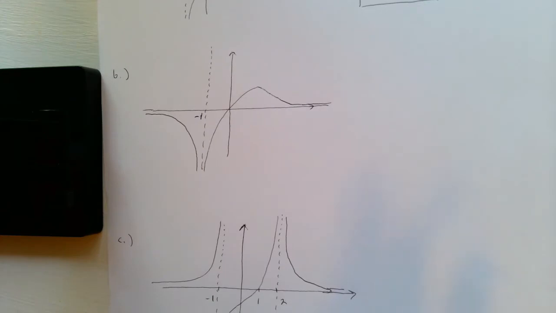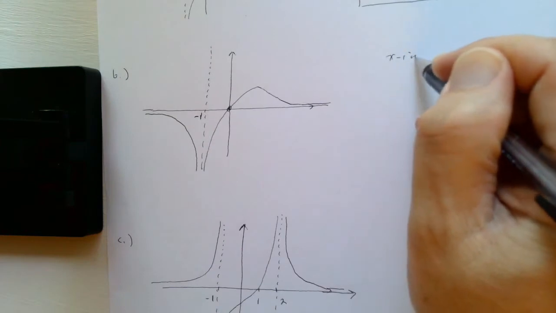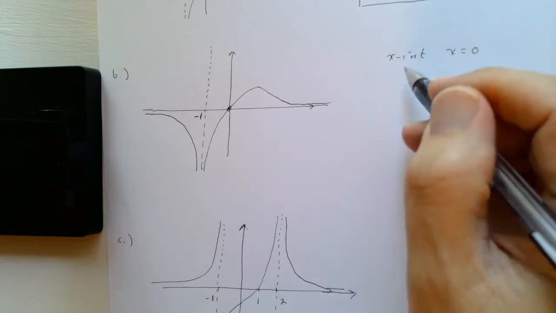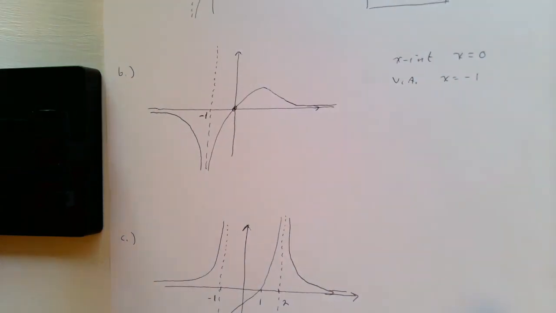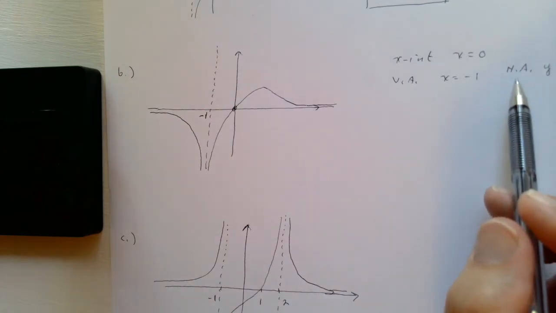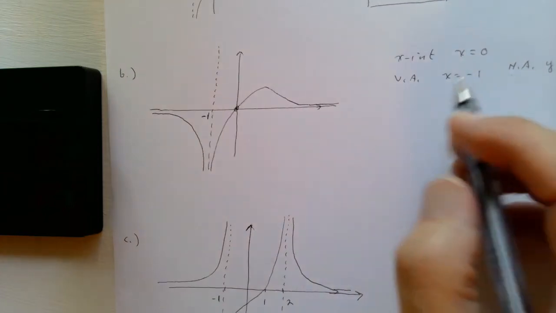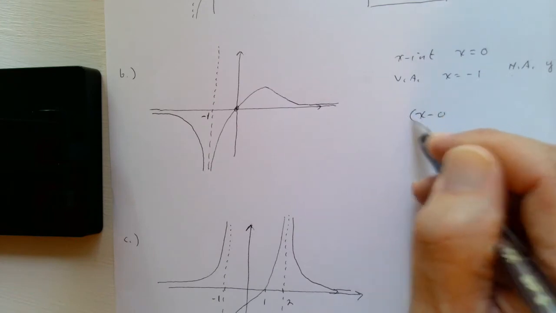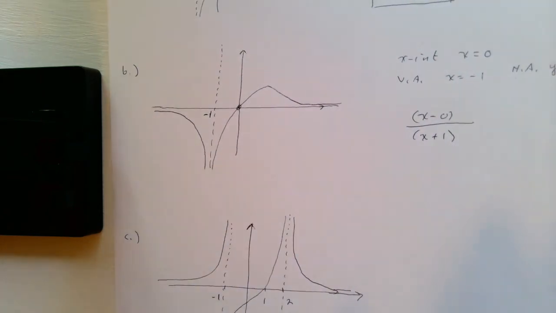If we look at part B, we have one x-intercept at 0. We have a vertical asymptote again at -1. And then we have a horizontal asymptote at y equals 0. The fact that y equals 0 is a horizontal asymptote means that we need the degree of the bottom to be bigger than the degree of the top. So we know that x minus 0 has to be a factor of the top, and x plus 1 has to be a factor of the bottom.